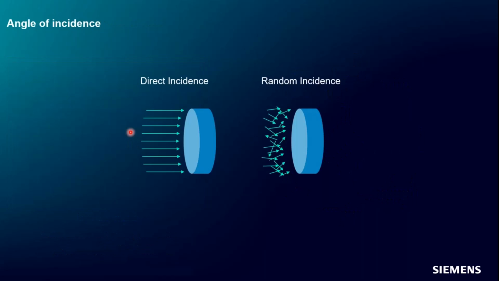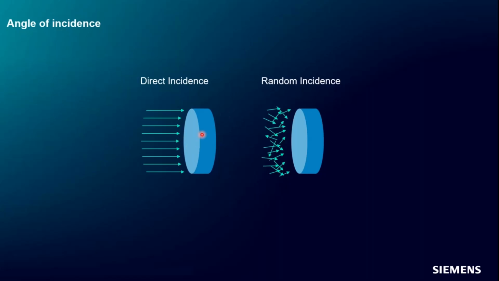Also important for us during our discussion today is the angle of incidence. So there's direct incidence, where the sound waves are all coming perfectly normal to the surface of the material that we're testing. This could be a barrier, this could be a coupon that we're sampling, like we'll look at in a little bit.